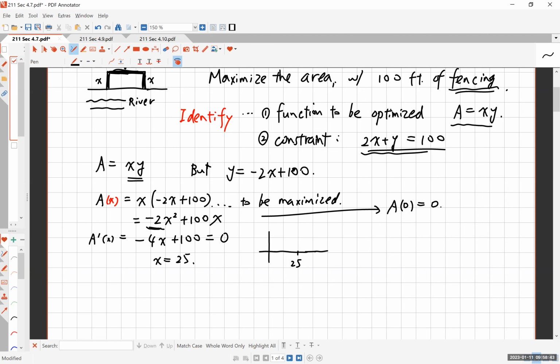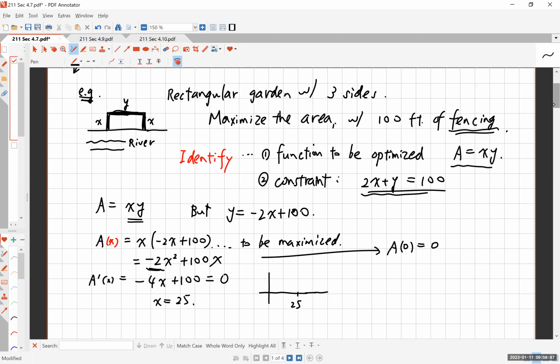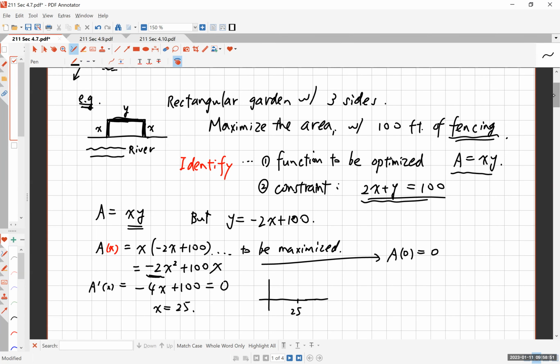Now, let's think about the domain. Can x be 0 or negative? In realistic terms, x can't be 0 or negative. If x is 0, it is sort of allowed. You just don't have a rectangular garden. You just have a straight line of fencing along the river and no garden. So at this point, you could maybe say you want x to be greater than or equal to 0.